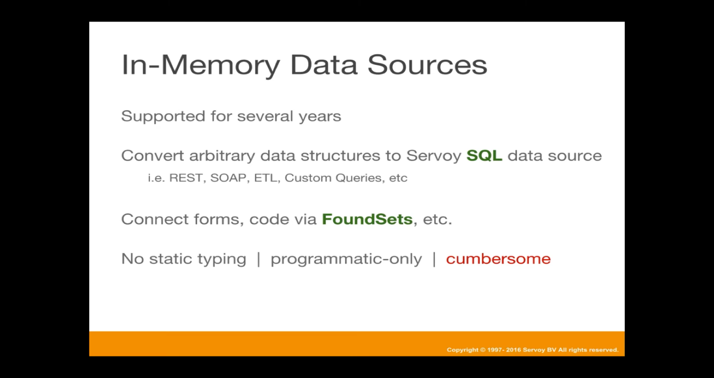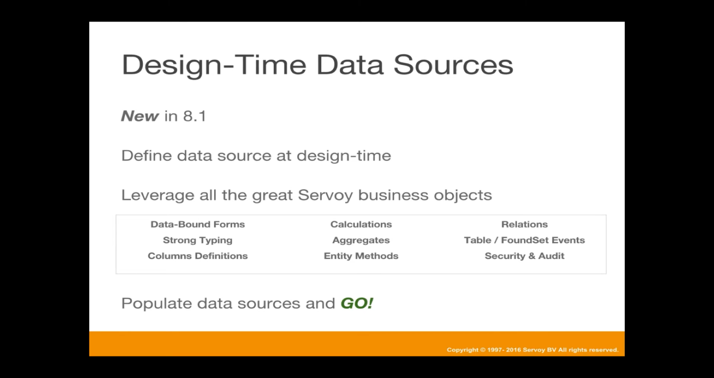There's no static typing. The access to these data sources is programmatic only, so you have to programmatically build forms and connect things, and there's no type checking in the IDE, etc. So this new feature in 8.1 aims to make all of that much better. So what you can do is define a data source at design time, and then you can leverage all of the great business objects that you might be used to in Servoy. And then once you populate your data source at runtime, everything works as if you had a regular database table that you're connecting to.